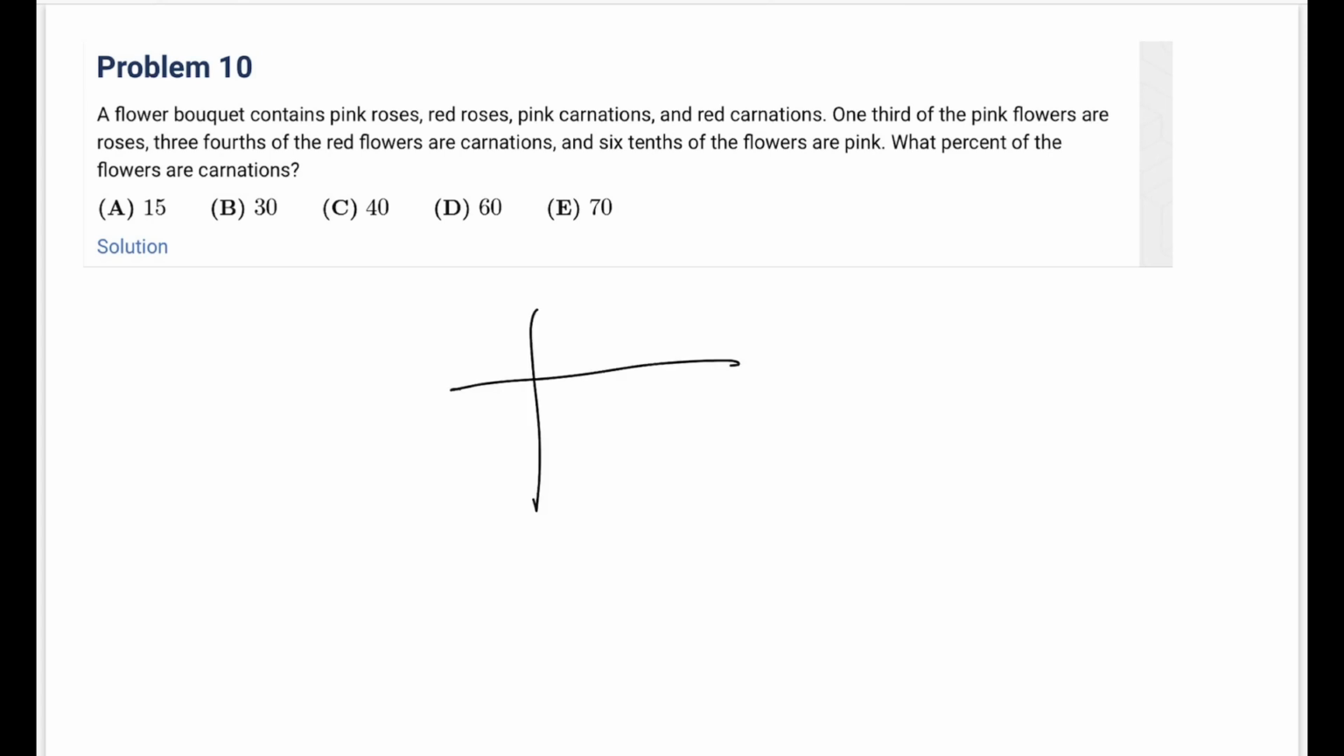Number 10. A flower bouquet contains pink roses, red roses, pink carnations, and red carnations. So I will make a chart like this. Color would be pink or red, and the type would be roses or carnations. 1/3 of the pink flowers are roses. Okay, so this would be 1 to 2, so this is 1A, 2A. 3/4 of the red flowers are carnations, right? So this would be 3B. This would be 1B.